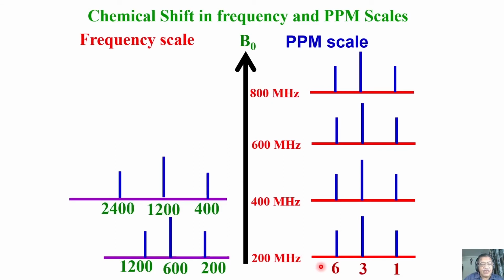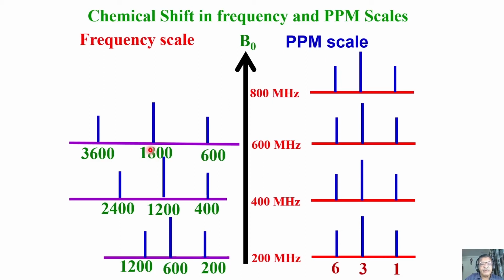Now the same at 400 megahertz. What happens? 1 ppm is 400, 3 ppm is 1200 and 6 ppm is 2400. So you see the spectrum is becoming more and more dispersed. As you see, they move apart. The peaks start moving apart. It appears as if they are distancing themselves.